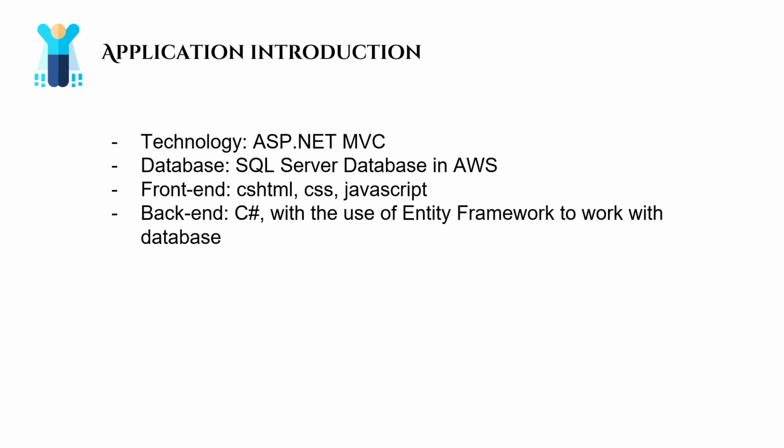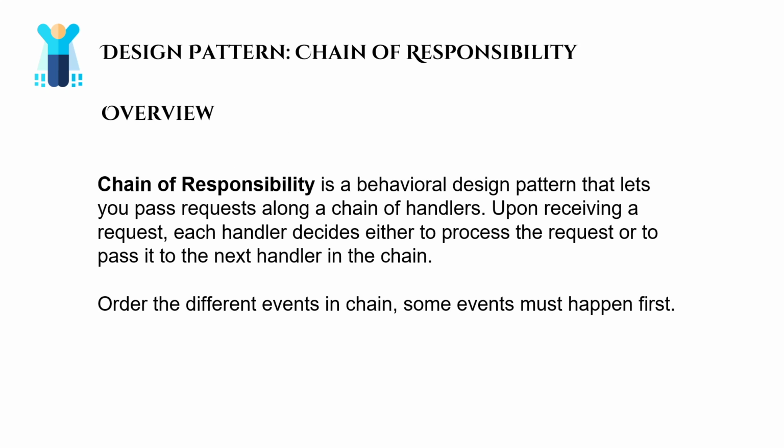And about design patterns, our two main design patterns are chain of responsibility and query command separation. First, chain of responsibility is a behavioral design pattern that lets you pass requests along a chain of handlers. Upon receiving a request, each handler decides either to process the request or to pass it to the next handler in the chain. So you need to order different events in the chain, and some events must happen first.